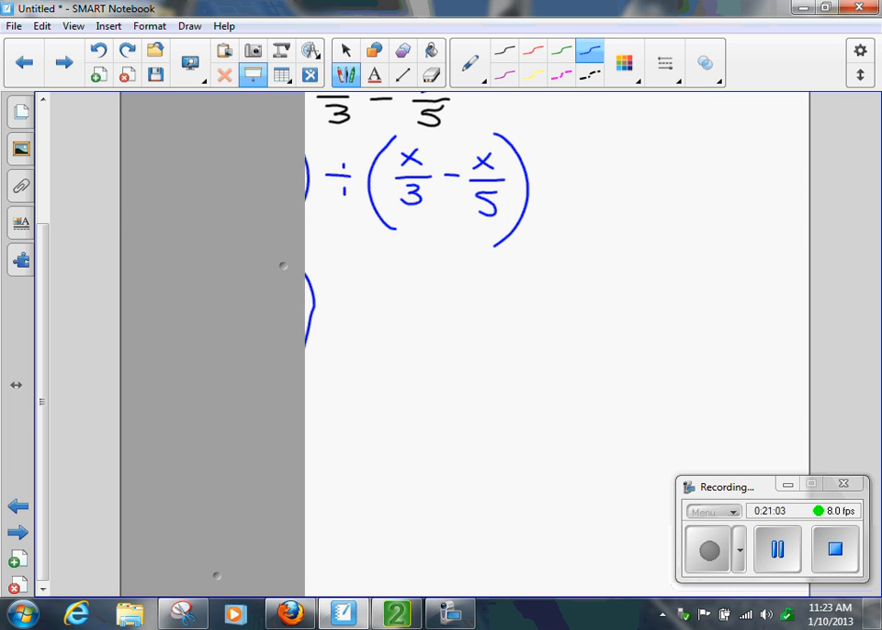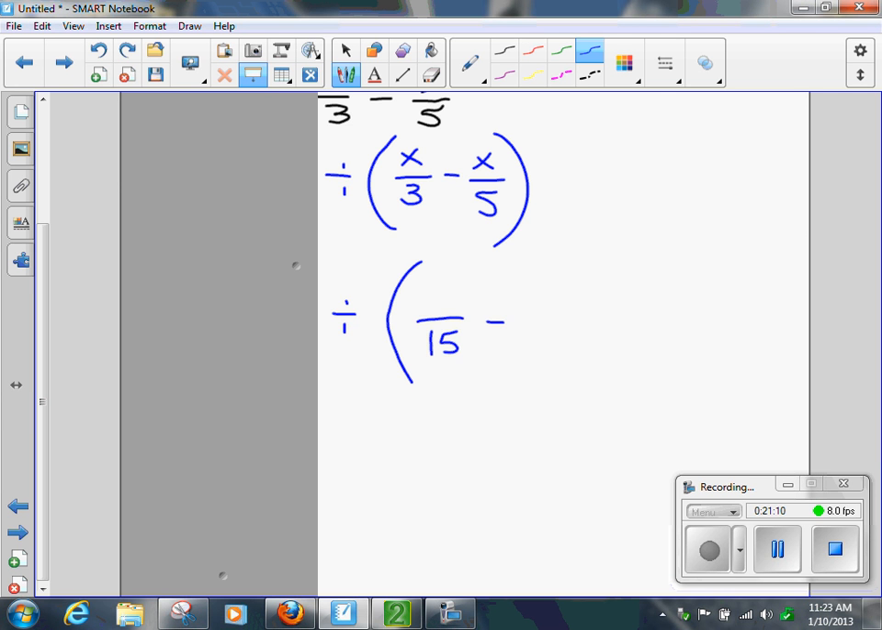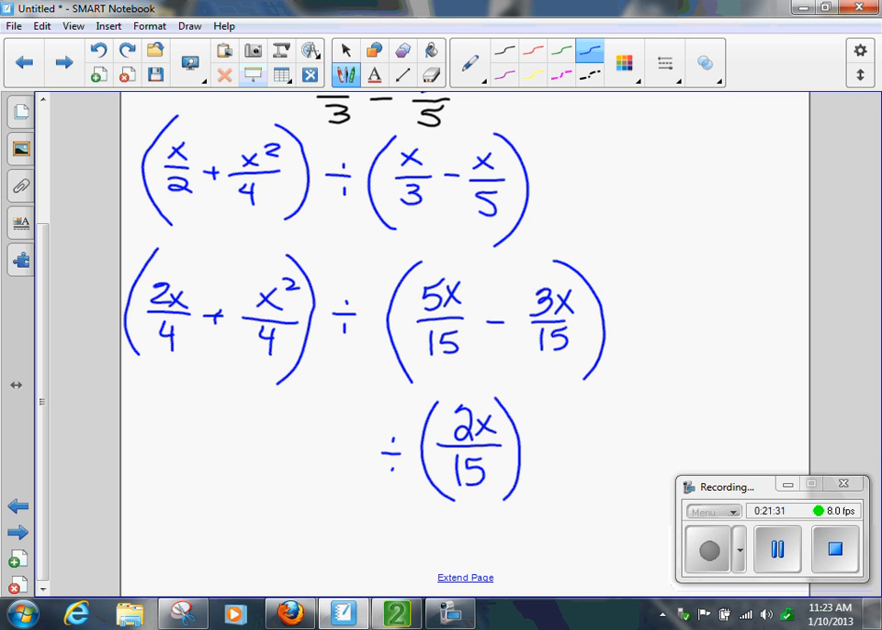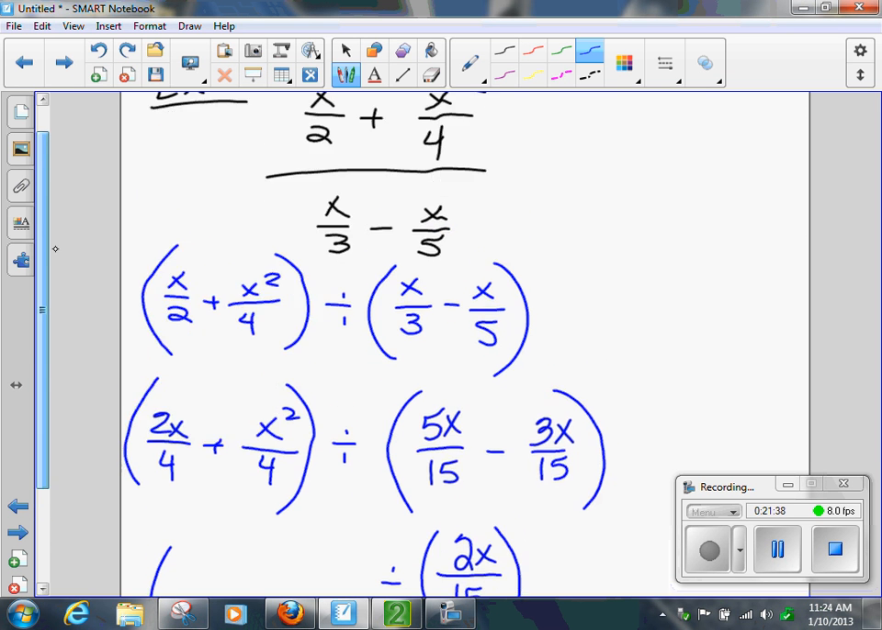Because some of us literally need to cover that up. What's the common denominator of 3 and 5? 15, of course. 3 goes into 15 5 times. 5 times x is 5x. 5 times 3, 3 times x. There we go. What's 5x minus 3x? 2x. What about this one? Because I just went ahead and said, all right, did I copy that right? Yep, all right.